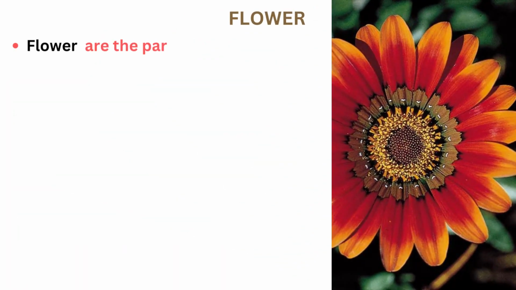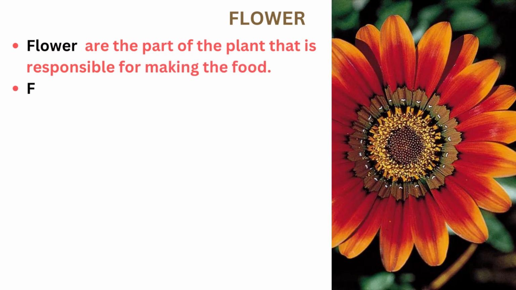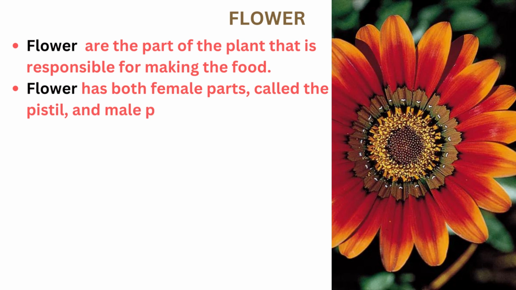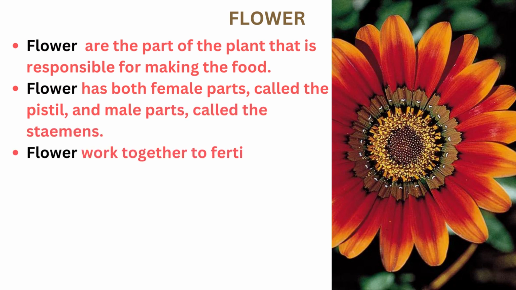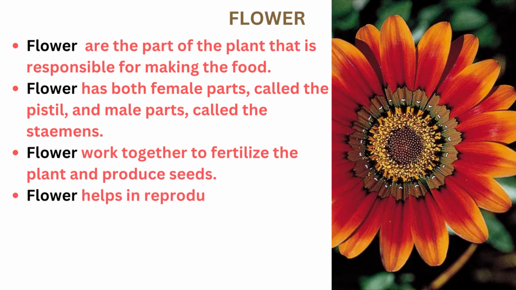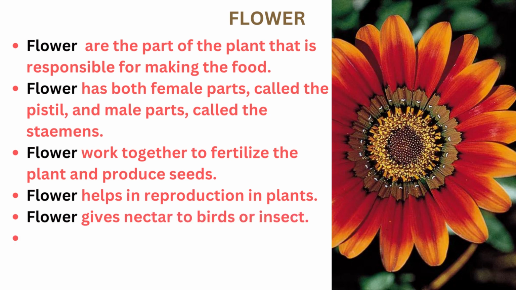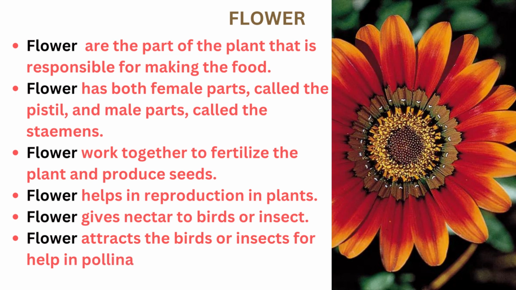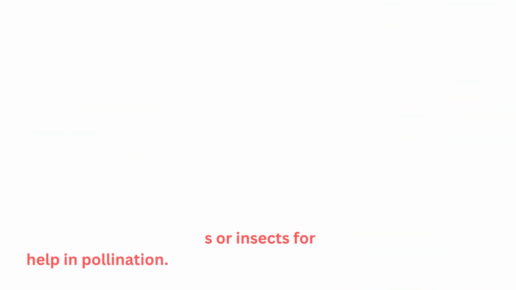Flower. Flowers are the part of the plant that is responsible for making the food. Flowers have both female parts, called the pistil, and male parts, called the stamens. Flowers work together to fertilize the plant and produce seeds. Flowers help in reproduction in plants. Flowers give nectar to birds or insects. Flowers attract birds or insects for help in pollination.